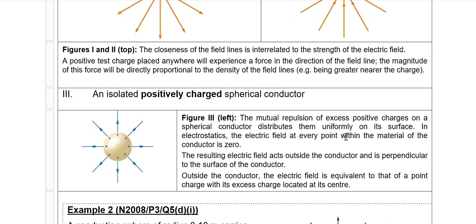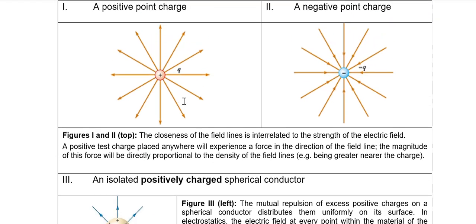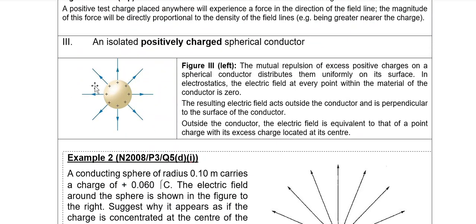Isolated sphere: basically this is a point charge, and this is a sphere. So in a positively charged spherical conductor that's isolated, the charges will spread out uniformly, and the electric field at every point within the conductor itself is zero. So if I ask you what's the electric field strength inside this sphere, which is positively charged and isolated from other charges, the electric field strength inside is zero, because if it's not zero, then the charge will still be moving.